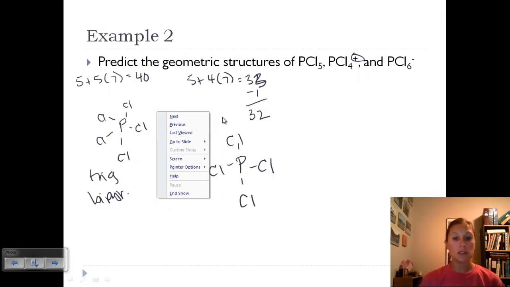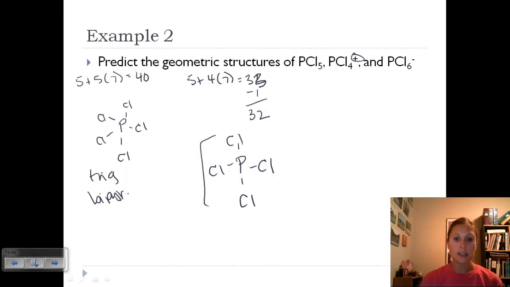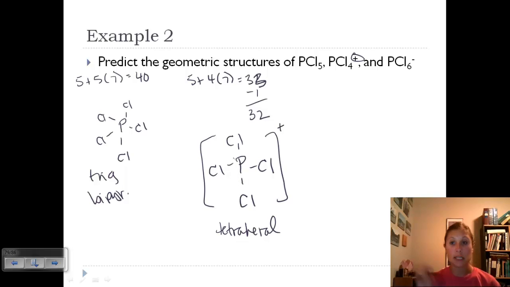Now, when we are doing Lewis structures and molecular geometry for ions, we need the bracket with the charge. Here we have no lone pairs and 4, and so this would be tetrahedral. And if we want to draw it correctly, we would have one of the chlorines sticking out of the plane and one of the chlorines sticking back into the plane.